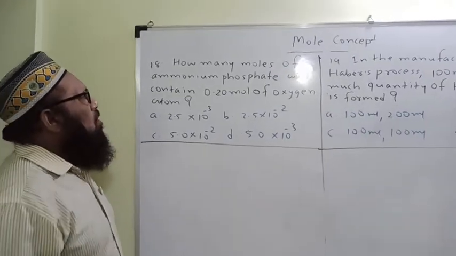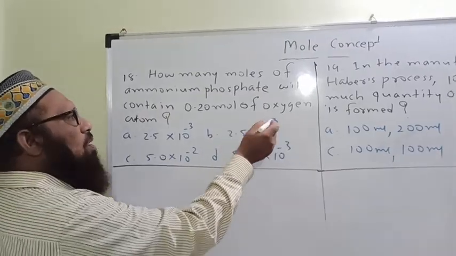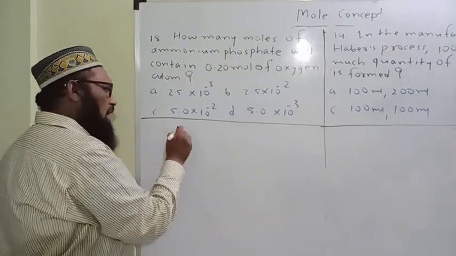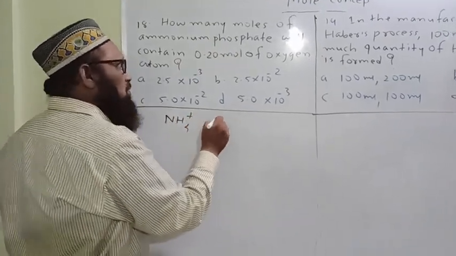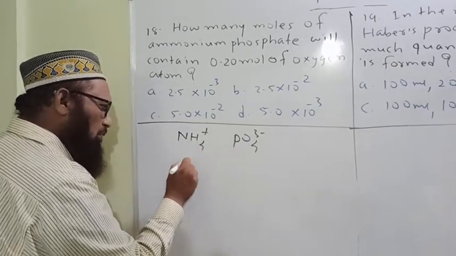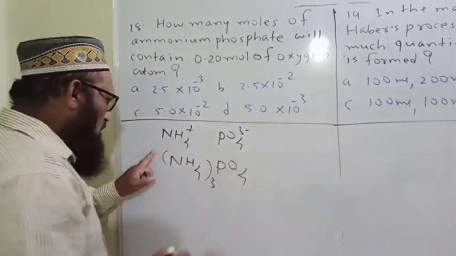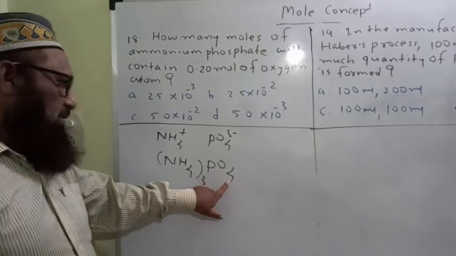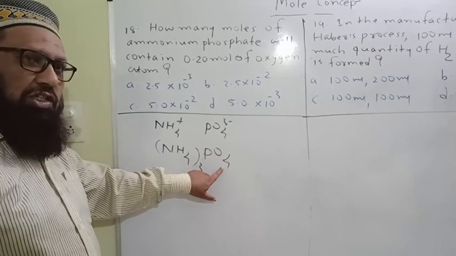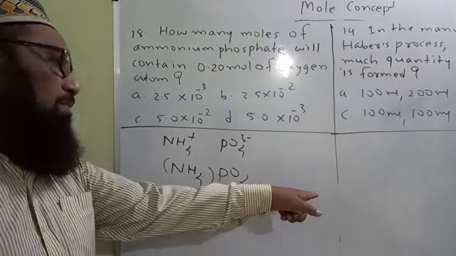Question 18. How many moles of ammonium phosphate will contain 0.20 mole of oxygen atom? These are the options. Ammonium phosphate formula: the ammonium cation carries a +1 charge, the phosphate anion carries a 3- charge. Therefore, the formula of ammonium phosphate is (NH4)3PO4. This is 1 mole of ammonium phosphate. It contains how many moles of oxygen atoms? 4 moles of oxygen atoms. 4 moles of oxygen atoms contain 1 mole of ammonium phosphate.